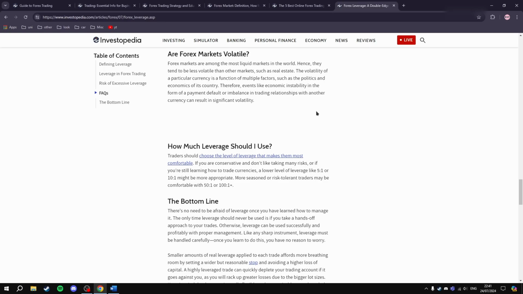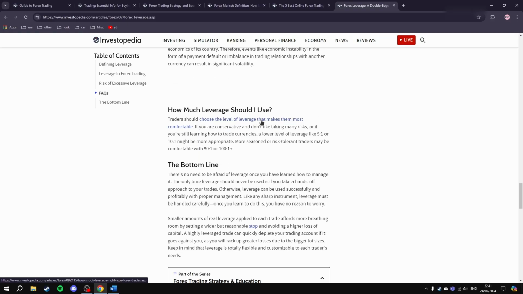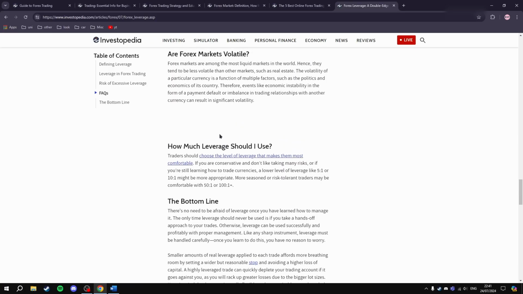The volatility of a particular currency is a function of multiple factors, such as the politics and economics of its country. Therefore, events like economic instability in the form of payment default or imbalance in trading relationships with another currency can result in significant volatility.